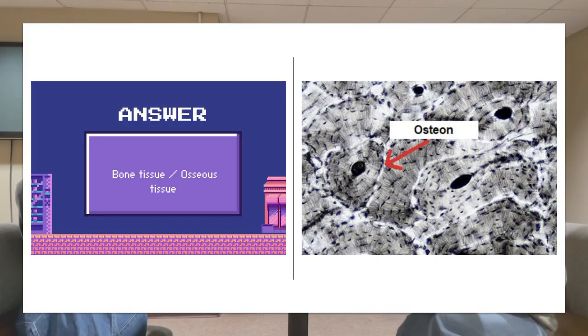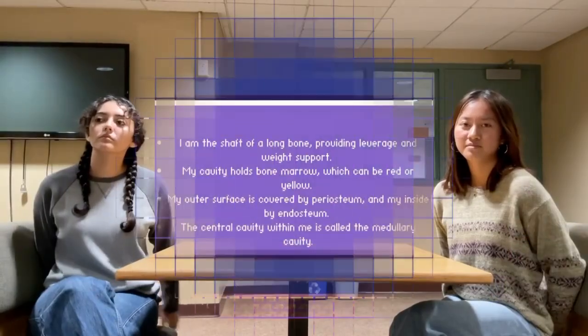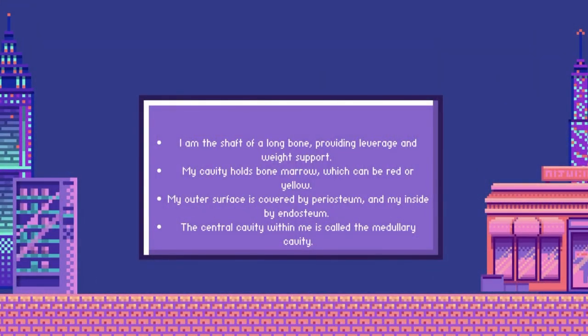That's correct. Round 2. I'm the shaft of a long bone providing leverage and weight support. My cavity holds bone marrow, which can be red or yellow. My outer surface is covered by periosteum and my inside by endosteum. And the central cavity within me is called the medullary cavity. Who am I?